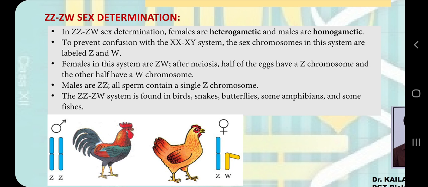In the ZZ-ZW system, the examples are birds, snakes, butterflies, some amphibians and some fishes. There was another question asked indirectly in the NCERT text: who is determining sex in this case? I am asking you, you will think about that. It is very simple, it will be the opposite of the case of XY.